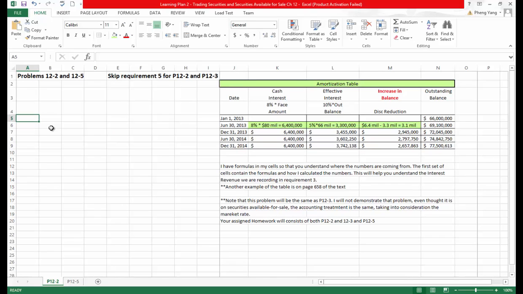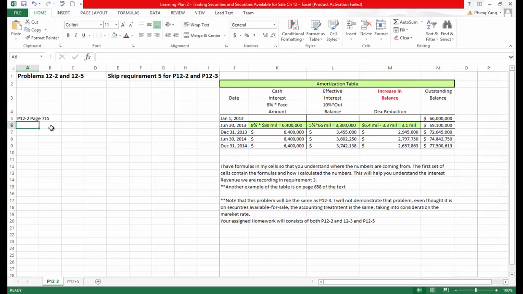But okay, so let's start out. This would be problem 12-2, and it's on page 715. I'll read the problem, and then we will go ahead and do the problem together.